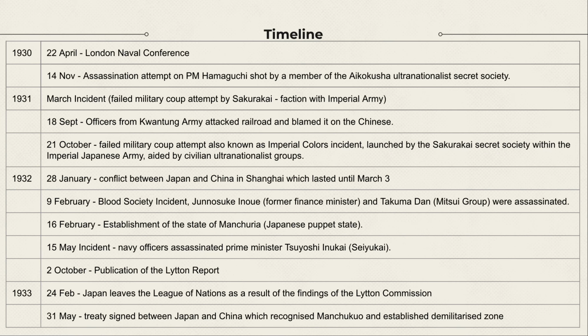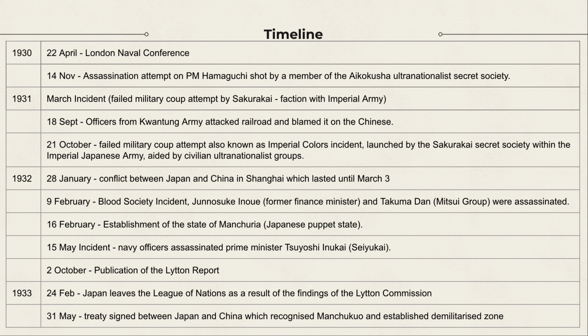This is a timeline of the period. It's only 3 years, but there are many key events that you need to make sure that you have a good understanding of. So in 1930, it opens with the London Naval Conference. We're going to talk about that. We then see, again, an assassination attempt. We already have one PM who was assassinated, Hara Kei. And so we're going to see another assassination attempt. We're going to see a series of attempted coups.